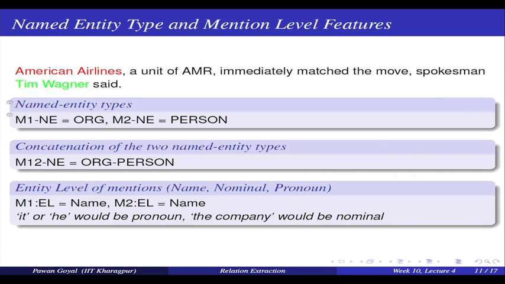Then you can also find out the entity label of the mention: is it a name, nominal or pronoun? Here the first one is a name, the second one is also a name. But suppose in the sentence you have it, he, etc. You can call it a pronoun. On the other hand, if you have a phrase like the company, you will call it a nominal. So all these can also be your features.